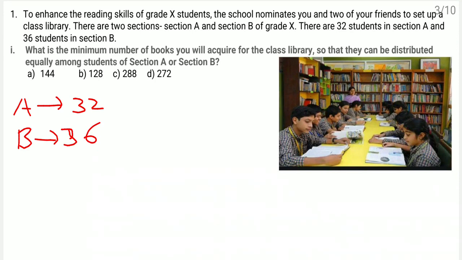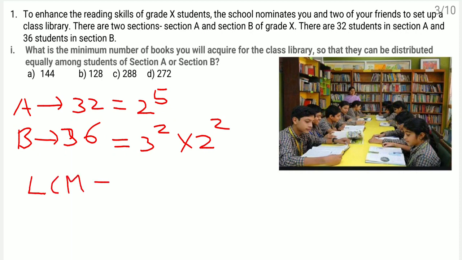Now here, if I find out HCF, my number will be very small, and those many books will not be able to distribute equally in both the classes. So we have to go for LCM, right? So for LCM here, 32 is 2 raised to 5. If I write down the prime factors, and 36 means what? 9 4s are 36. 9 means 3 square, and 4 means 2 square.